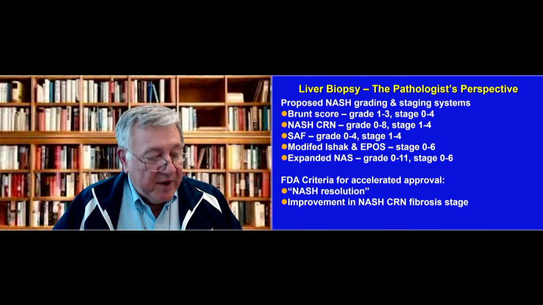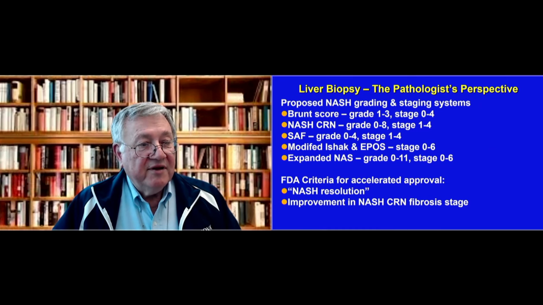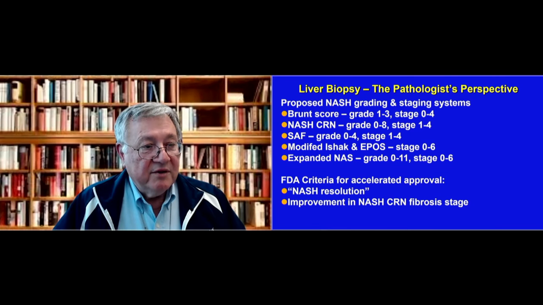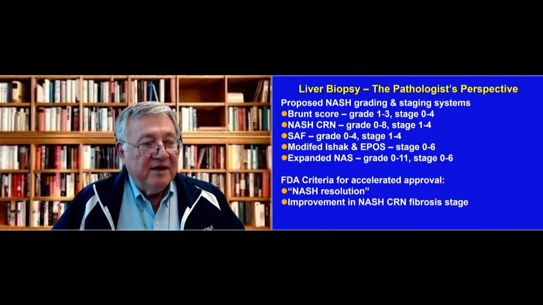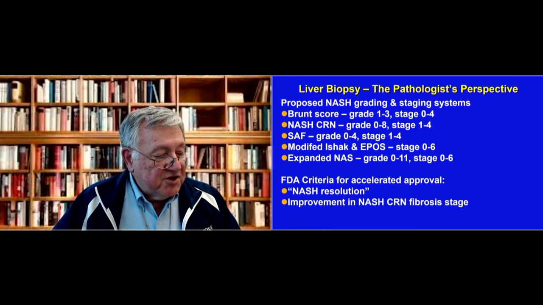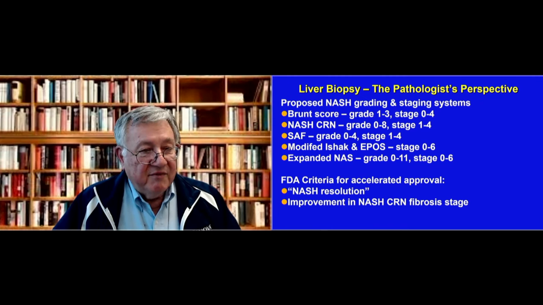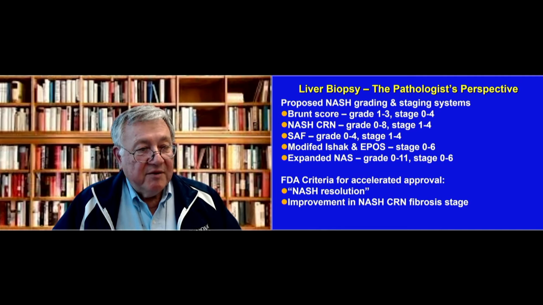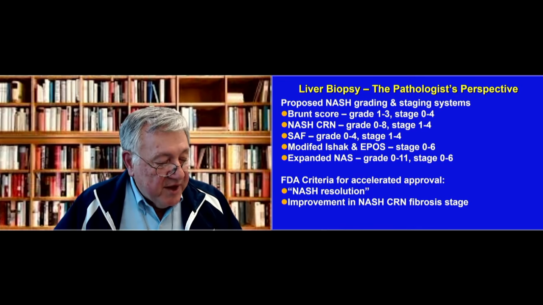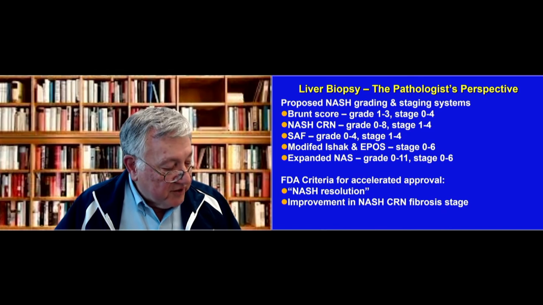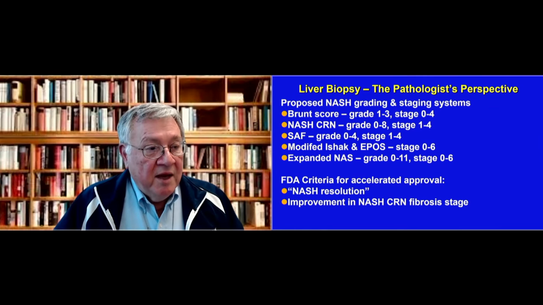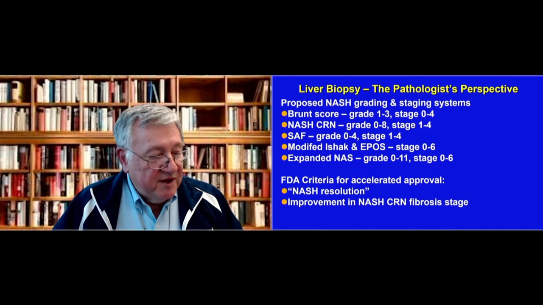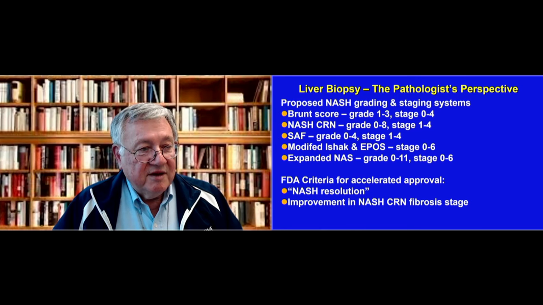And they developed an expanded NAS score, where instead of having only an eight-point scale for the inflammation, they had an 11-point scale and 6 stages of fibrosis, and they had a wider range, so they had better room for improvement, and then also had very high reproducibility. So that one hasn't actually been used in a clinical trial, but I think it would deserve at least to be tested as an exploratory way of evaluating the biopsies. But none of that is what the FDA actually asks us to do.